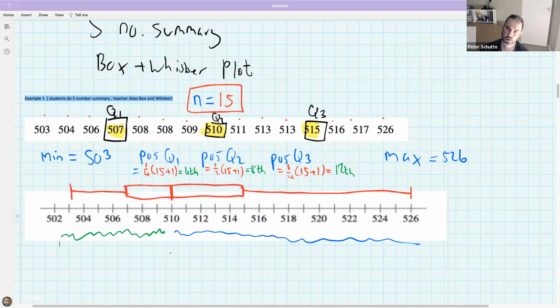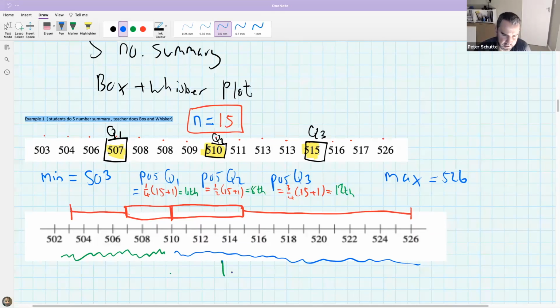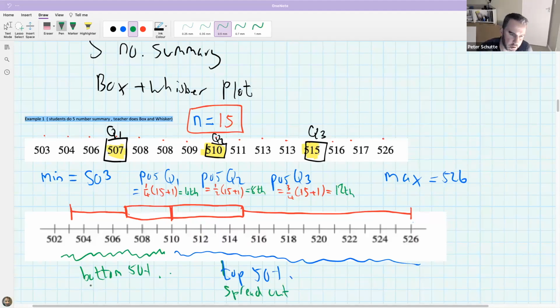So some of you know the fancy words, but I think the top 50% of the data is more spread out. So if you look at the top 50%, it goes between 510 and 526, whereas the bottom 50% fits in the space between 510 and 503. So it's almost like this part is spread out and this part is a bit more squashed together.